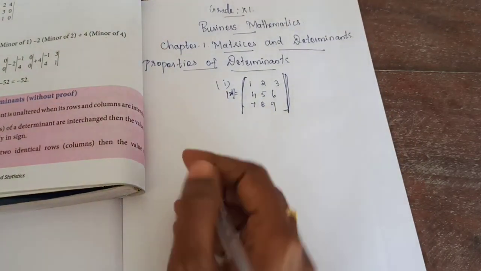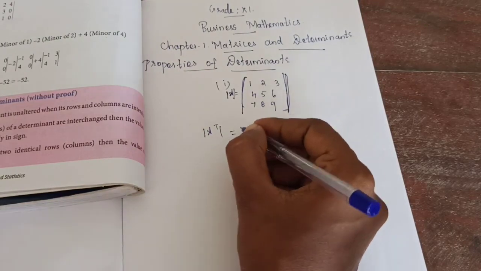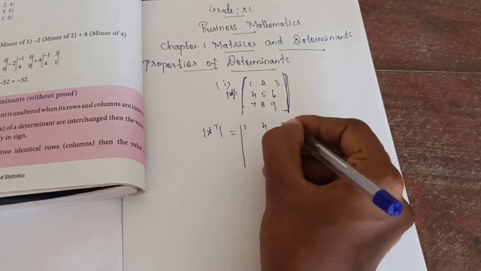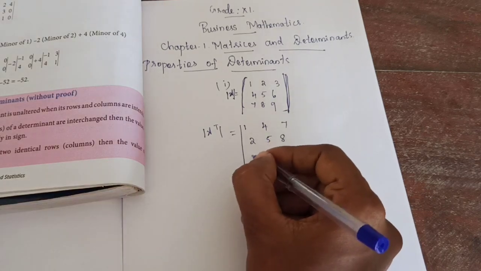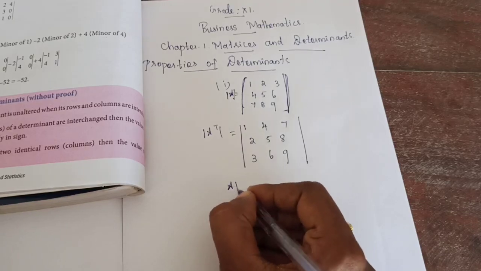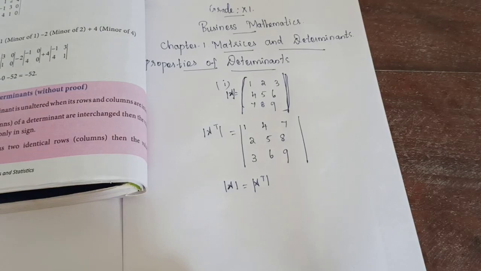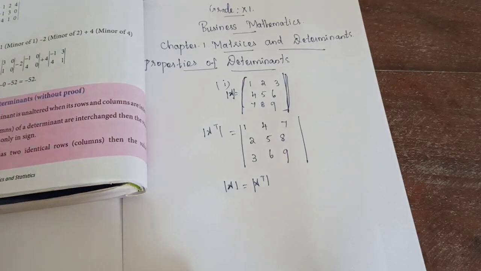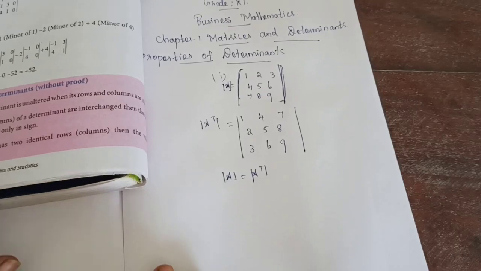When I find A transpose, what will happen? Rows will change as columns. So 1, 4, 7; 2, 5, 8; 3, 6, 9. So determinant A is equal to determinant A transpose. This is the first property. The value of a determinant is unaltered when its rows and columns are interchanged. When you interchange rows and columns, the determinant value won't change.